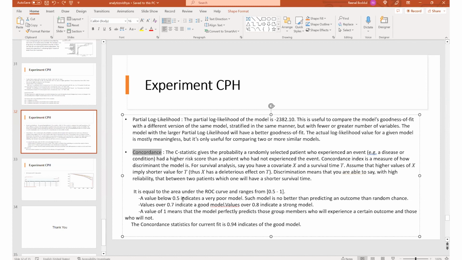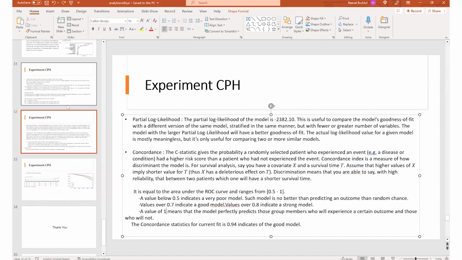A concordance index around 0.5 indicates a poor model. If we get a concordance index over 0.7, it indicates a strong model. If the concordance index is 1, the model fits the experiment perfectly and predicts the outcome with certainty, which is the best model. Practically, we want a concordance index between 0.7 and 0.9. Those are the model evaluation parameters for the Cox proportional hazards models.